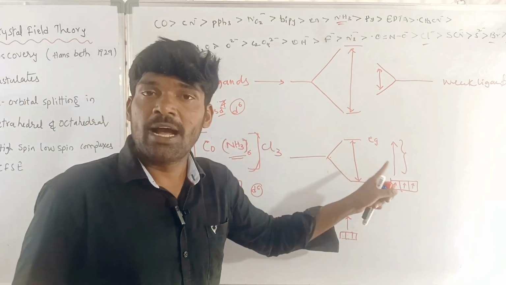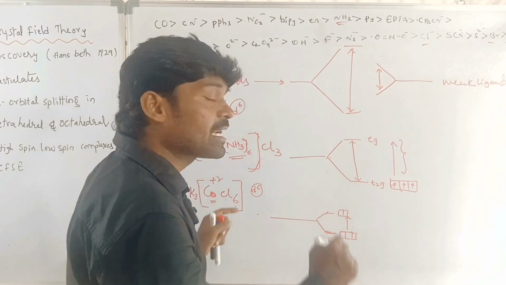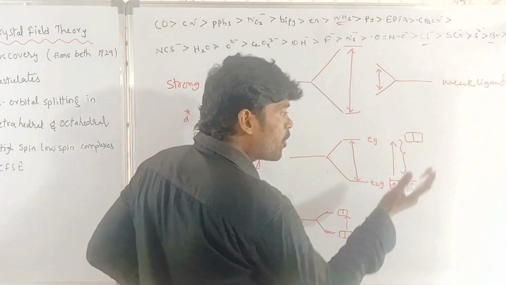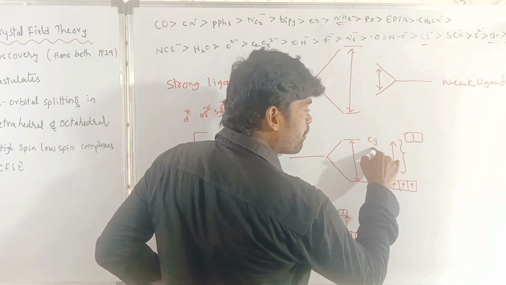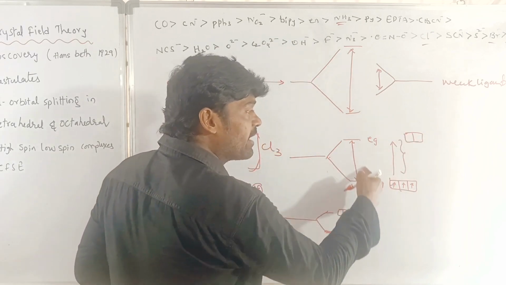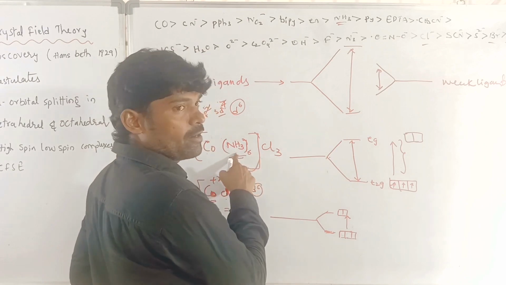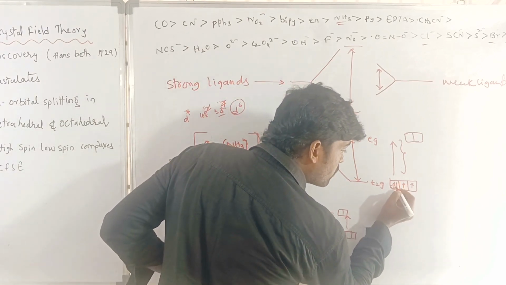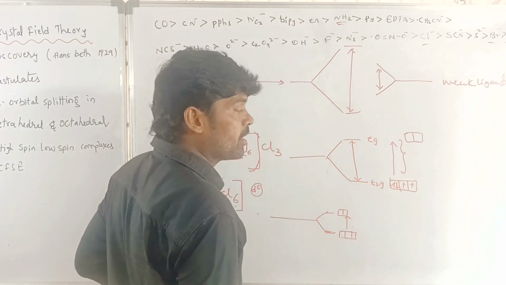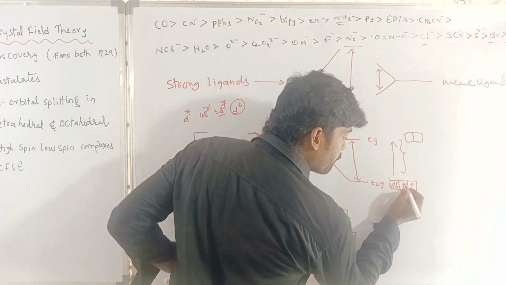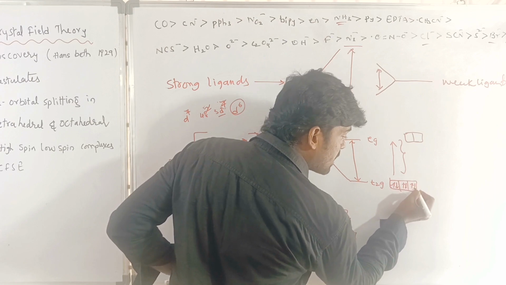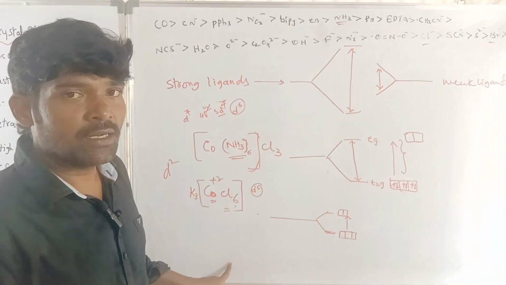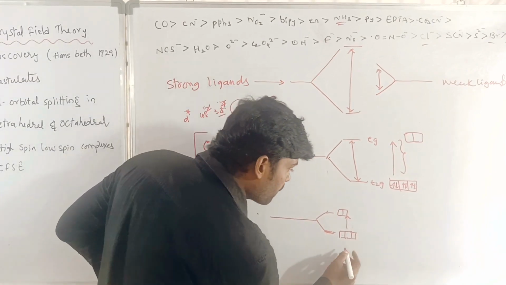3 electrons are filled. Another 3 electrons are there. Those 3 electrons will not go to the eg level, because this distance is very, very high due to the strong ligand. So the electron will come and pair in the t2g level only. The 5th electron also pairs up, the 6th electron also pairs up.